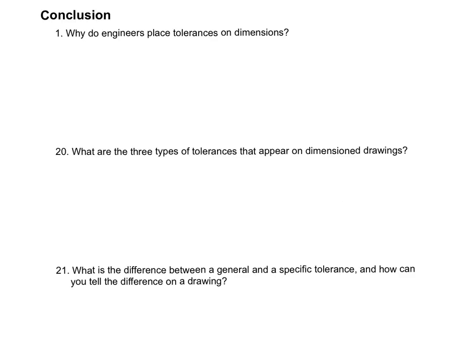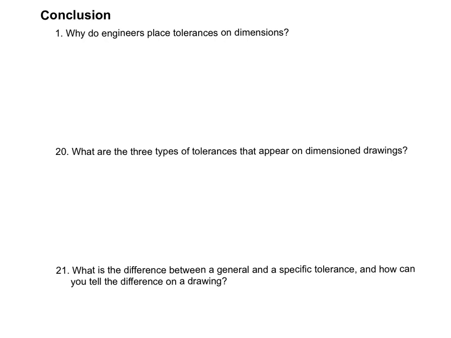Okay, so why do engineers place tolerances on dimensions? We talked about that in class, and it's basically so that you can allow for the errors in manufacturing, and you place the tolerances so that the parts will still work. Alright, that's why you have the tolerances. Not everything is going to be perfect every single time, but it doesn't have to be, and the tolerances allow for the imperfections in manufacturing.